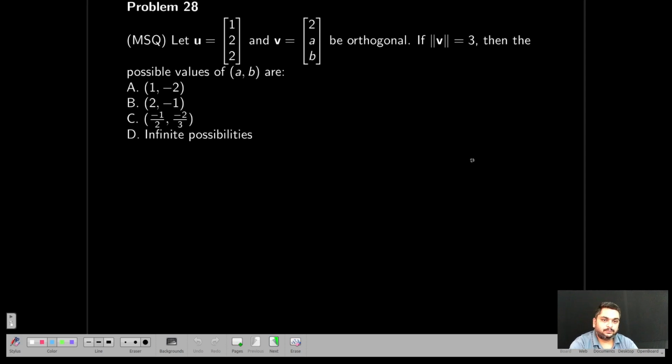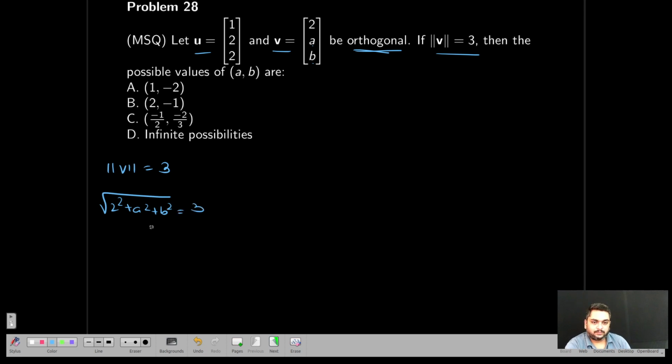In this video, let us solve some problems on the concepts that we have learned so far. So they are given two vectors u, v, and they are saying they are orthogonal, and the length of the vector is given. Then what are the values of a and b? First, the length of the vector is equal to 3. So this means square root of 2 square plus a square plus b square is equal to 3. So a square plus b square plus 4 is equal to 9. A square plus b square is equal to 5.